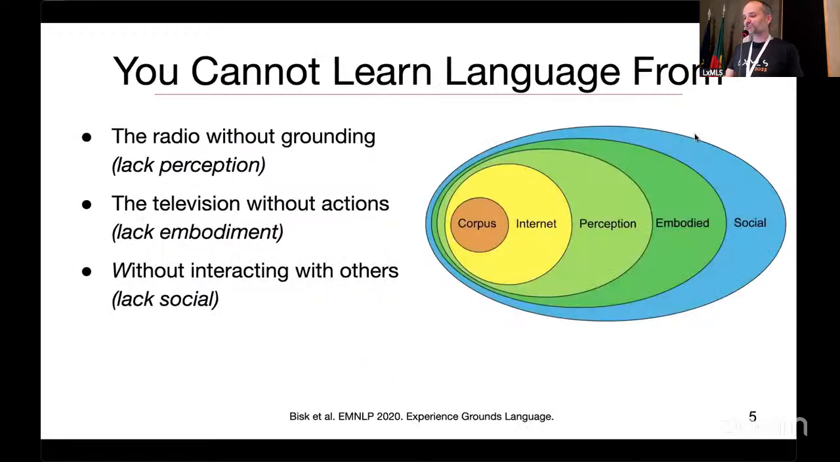And this leads more generally into the idea that you cannot learn language from text alone. In 2020, Bisk and colleagues had a very compelling argument about the problem with learning language models from only collections of text. And so most work started in the center of this at the corpus level. What we actually do today when we train large language models is we learn from the internet.